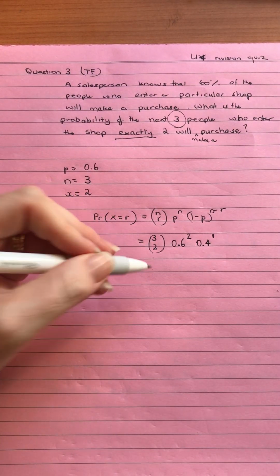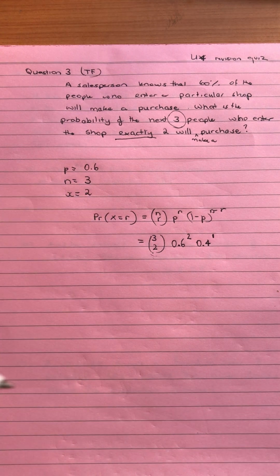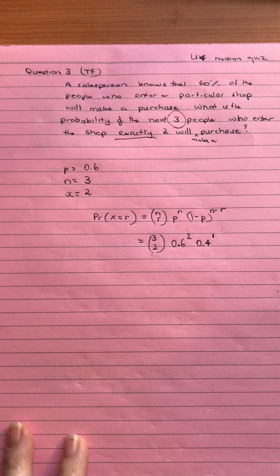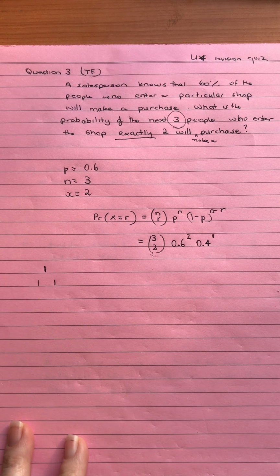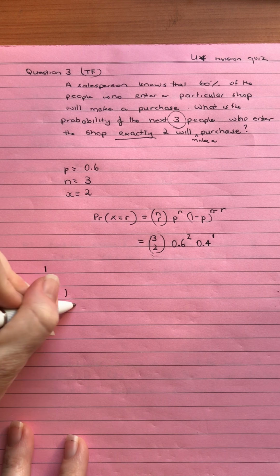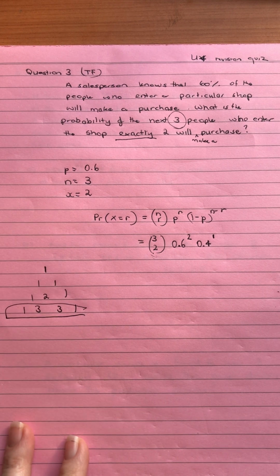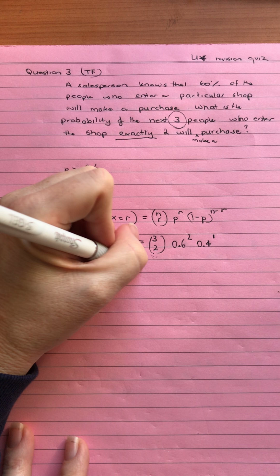Now, this is tech-free, so we do need to know our Pascal's triangle to do that. You can do that on the calculator if you've got your calculator with you. If not, the first few rows of the Pascal's triangle are fairly straightforward. So we've got 1, 1, 1, 2, 1, 1, 3, 3, 1. So we're looking at that row 3, and we're looking at our 2 successes, so going across 0, 1, 2. So that combinations is 3 there.